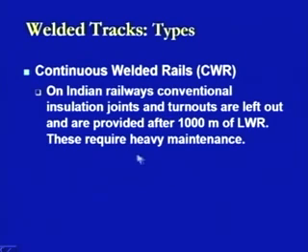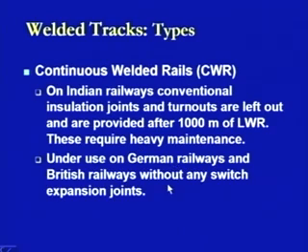And of course, in this case these require heavy maintenance. Then these continuous welded rail sections, they have been used on the German railways and British railways without any switch expansion joints, which are provided in the case of LWR we have discussed after every 1000 meters. In this case the sections are running from one station to the other station throughout without any switch expansion joints.